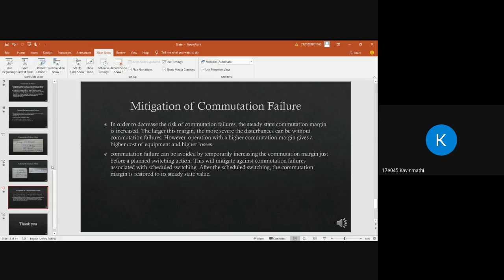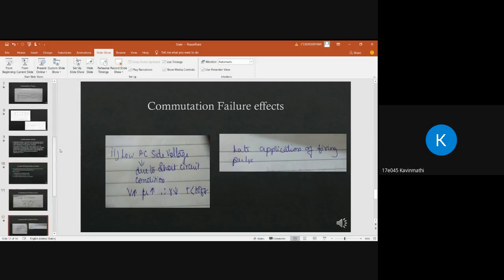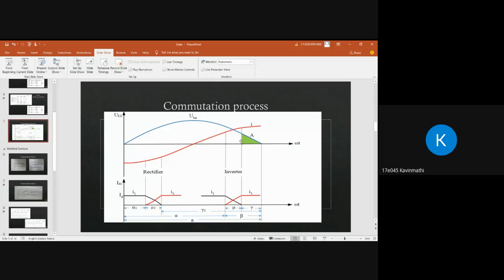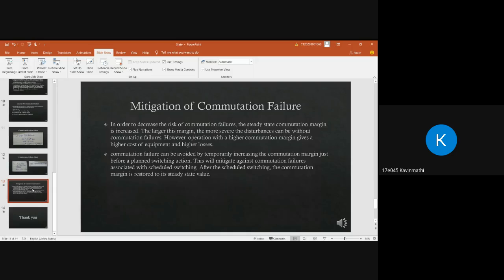So what they are saying is, to maintain this margin, we can prevent this type of commutation failure. Okay, but if the failure occurs, if we create the failures, we can adjust it. But if it occurs due to a circuit failure, for replacing it and for operating with the margin, the cost of equipment will be high and it will cause a higher loss.